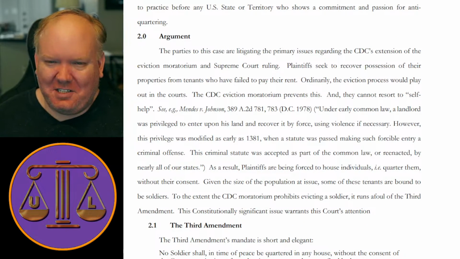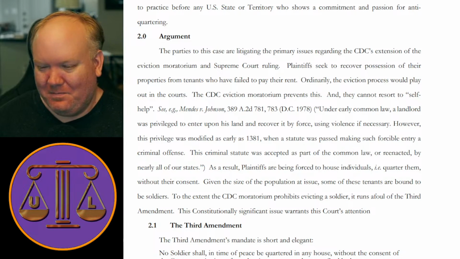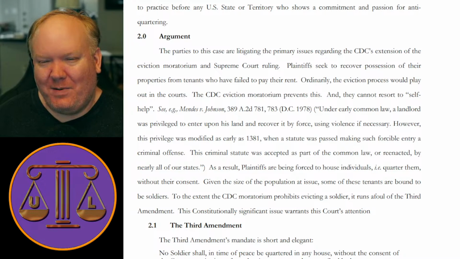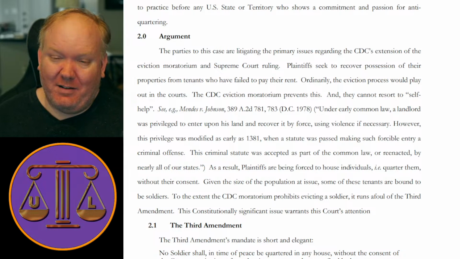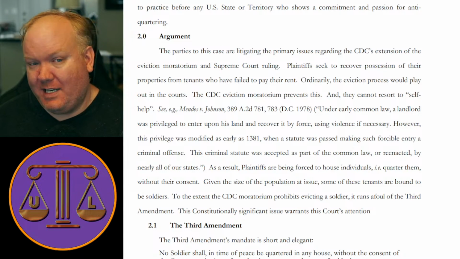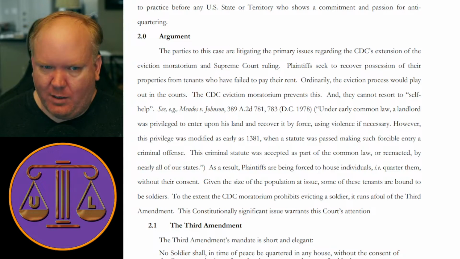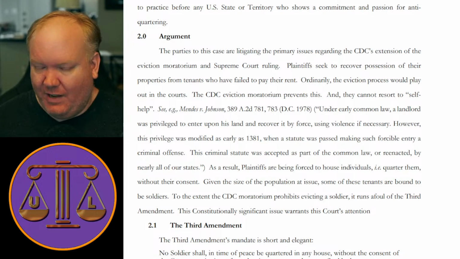The parties to this case are litigating the primary issues regarding CDC's extension of the eviction moratorium. Plaintiffs seek to recover possession of their property from tenants who failed to pay rent. Ordinarily, the eviction process would play out in courts. The CDC moratorium prevents this, and they cannot resort to self-help. That's true. Landlords cannot resort to self-help. They can't, for example, cut off the water or the electricity or stuff like that. That's illegal.